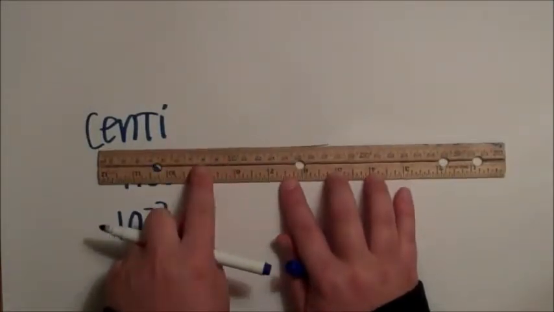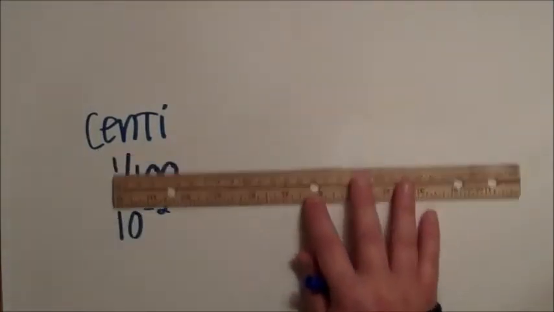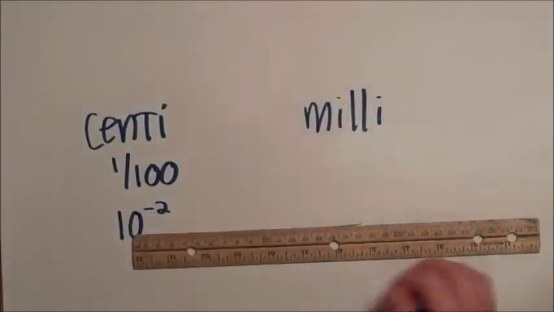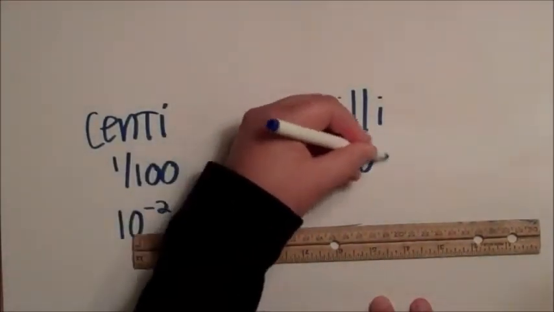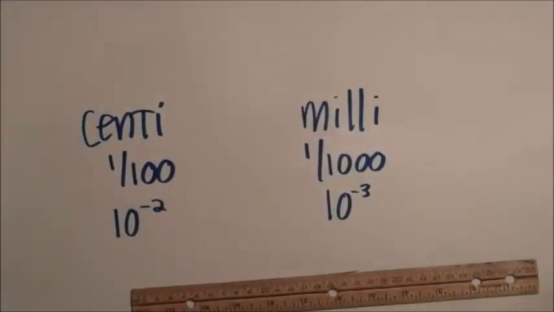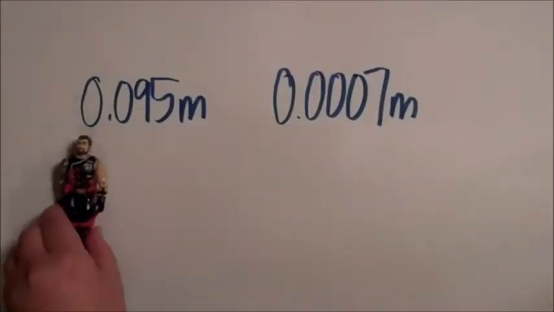Now another delineation on the ruler you can see are these little itty bitty lines. Each of these little itty bitty lines is 1 millimeter, or 1/1000th of a meter. That's 10 to the minus 3. These are called conversion factors. Now we have our conversion factors.